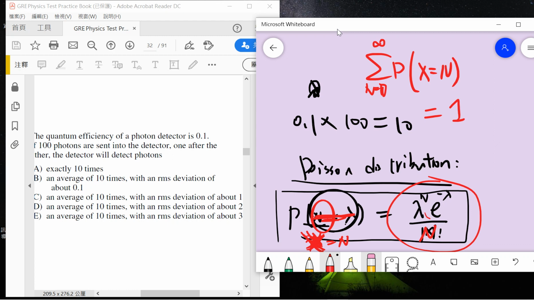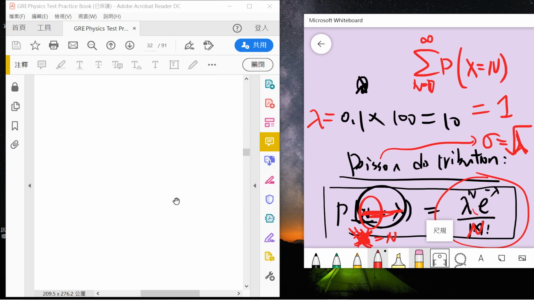And so one can show that the standard deviation is basically the square root of lambda, and the lambda in here is just 0.1 times 100. So the answer is the square root of 10, which is close to 3. So the answer is E. This problem is somewhat difficult.